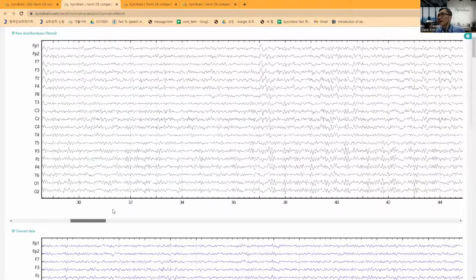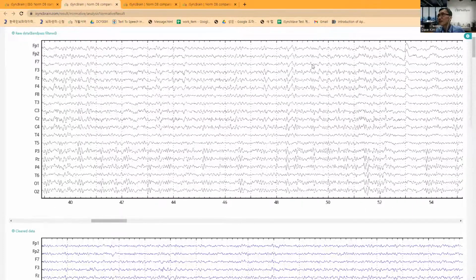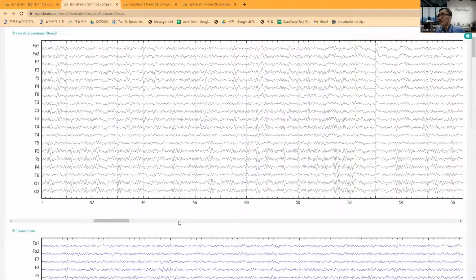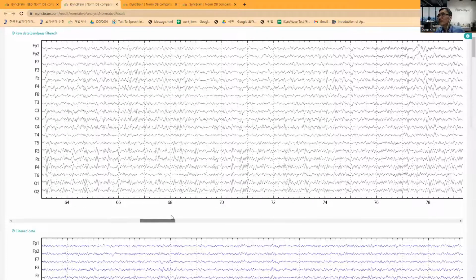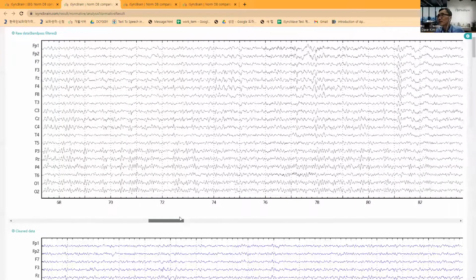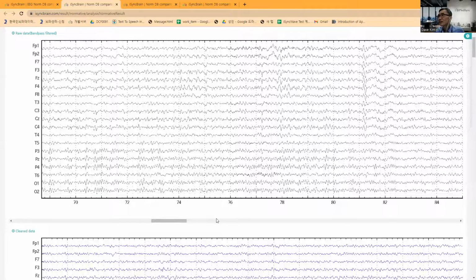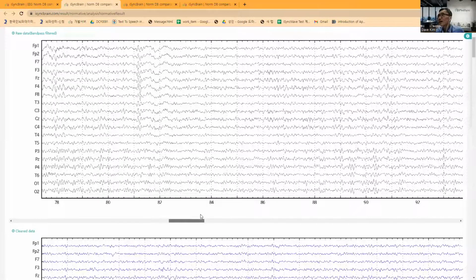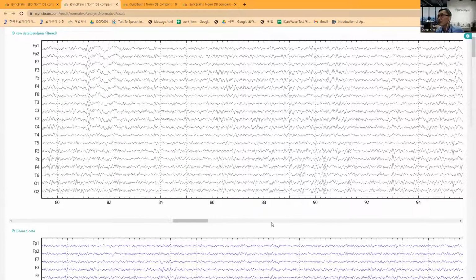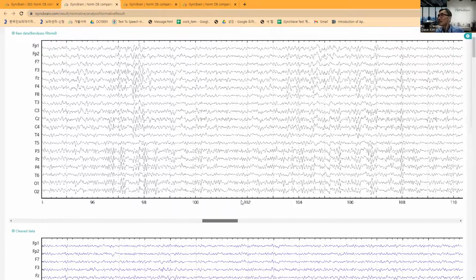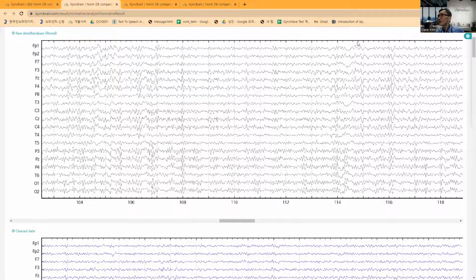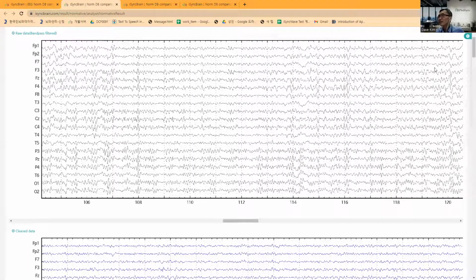And we can easily find the slow activity in the frontal area. Like this. This is another slow activity in the frontal area. Another slow activity. And we can find another slow activity. Continuously, we can find slow activity like this. This is the frontal theta.